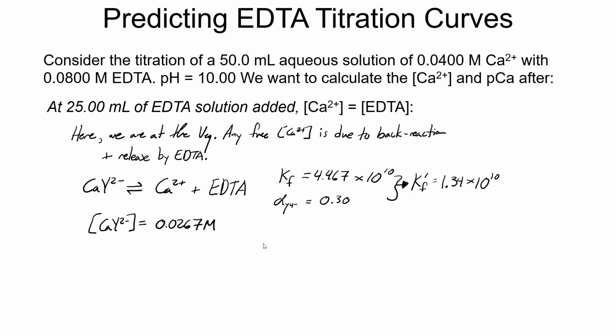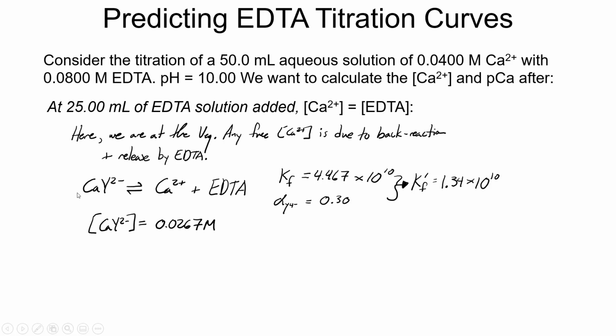At this stage, and only at this stage, once we reach the endpoint, we have to bring the conditional equilibrium constant back into play. And so our K'f for calcium and EDTA at a pH of 10 is 1.34 times 10 to the 10th, as we calculated last time.